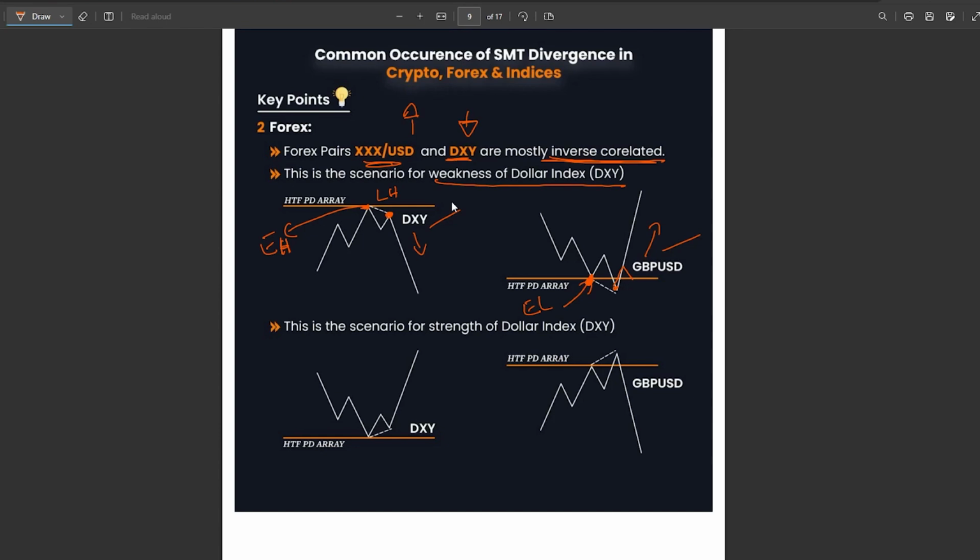Now let's come to a scenario in which we see strength on the Dixie chart. As you can see, we are forming lower lows on the Dixie chart and we didn't take out these equal lows. However, on the GBP USD chart, which moves inversely correlated to the Dixie chart, we took out these equal highs and closed back inside here. This could have been a possible short on GBP USD or a long on Dixie. So this marks the end of the inversely correlated scenario in Forex.